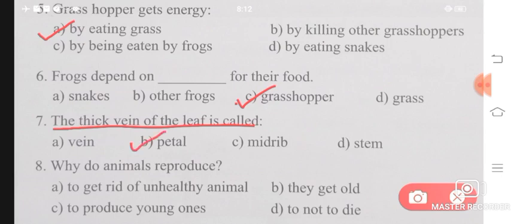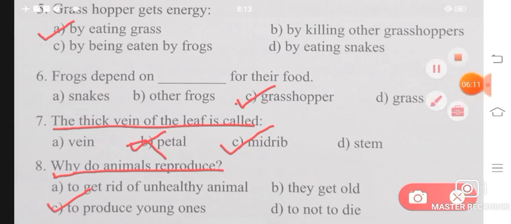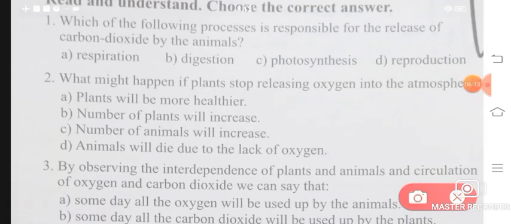M-I-D-R-I-B. Midrib. Question number 8. Why do animals reproduce? Ab animals reproduce hi kyun karte hain? Animals reproduce karte hain to produce young ones. Apne jaise young ones ko birth dene ke liye wo reproduce karte hain.